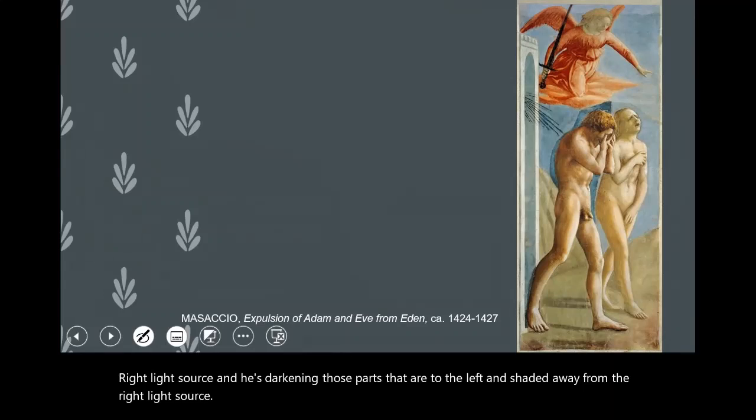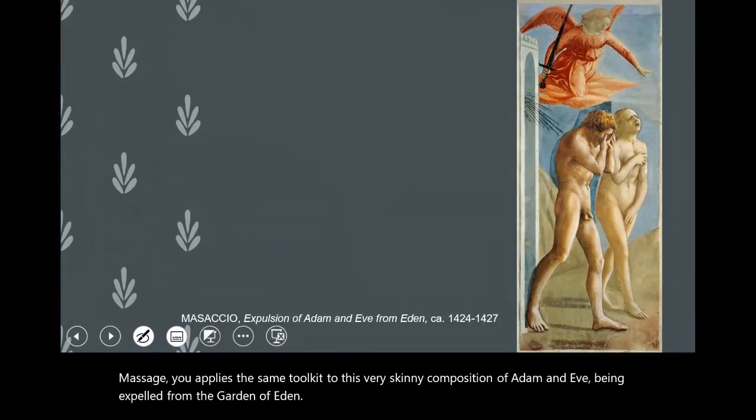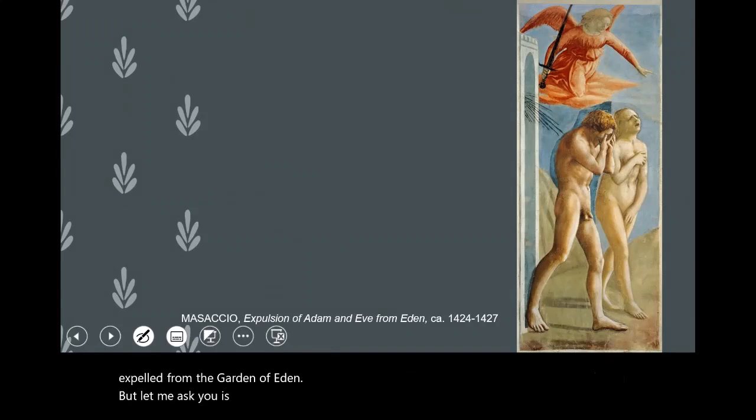Masaccio applies the same toolkit to this very skinny composition of Adam and Eve being expelled from the Garden of Eden. But let me ask you, is this living, real, and natural to the same degree as Tribute Money?